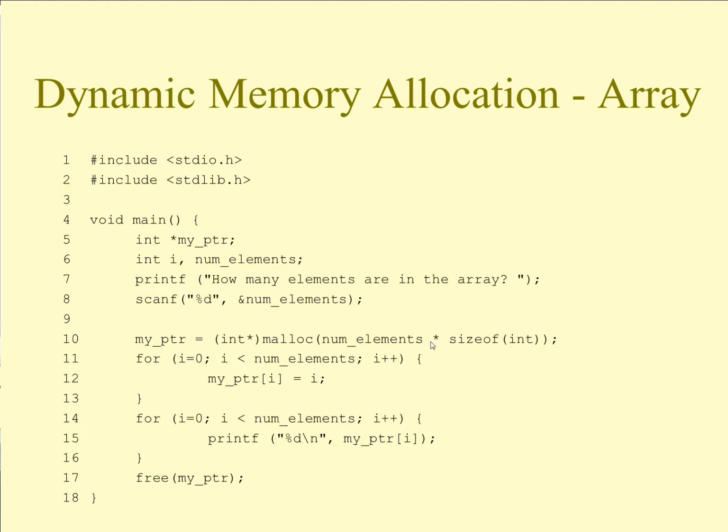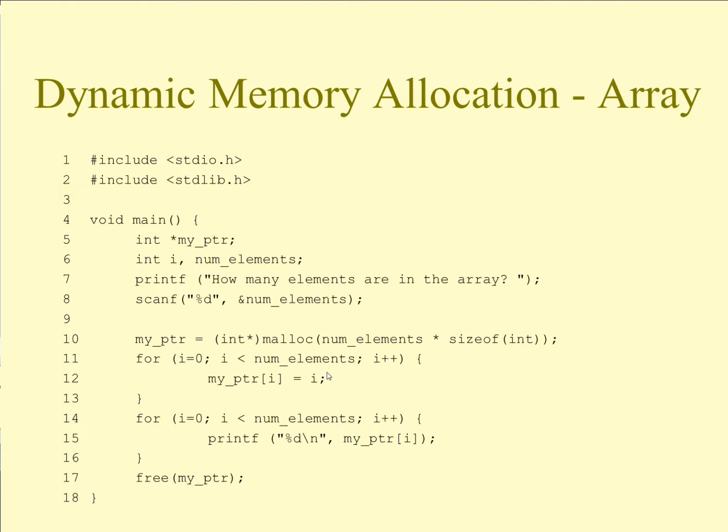This is how many elements now are going to be available to me in my array, specified as this pointer, my_ptr. Then I just go through and I populate my array, which is pointed to by this pointer variable. I'm using array notation here. It's a little dangerous because this variable is actually a pointer. However, I know that it's been allocated as an array, so I'm okay using it that way.